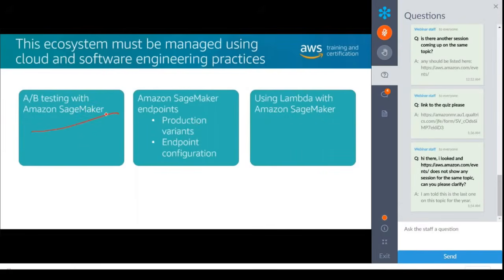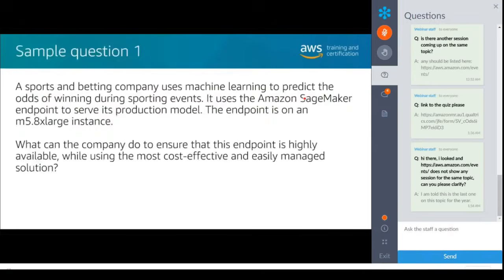So doing A/B testing with SageMaker, you can deploy multiple variants and then configure the endpoint with load balancing between them. So you can say send 80% to variant A, send 20% to variant B, and then you can see how well that's performing. And you can always build your own custom Lambda as well if you wish.